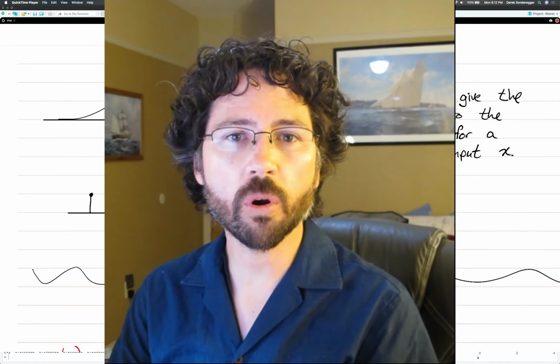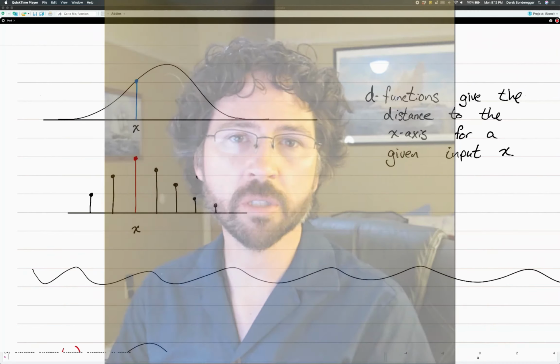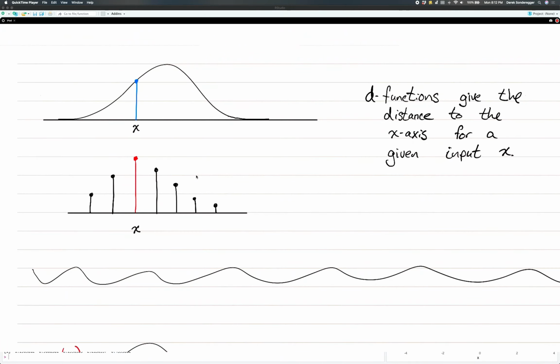In general, there are four things that I need to be able to do with a statistical table. The first is I need to be able to calculate the height of a distribution curve. Whether it's continuous or discrete, I need to be able to calculate the height. This is going to be done from a function that I'm going to call a d function, and this calculates the distance from the x-axis to the curve.